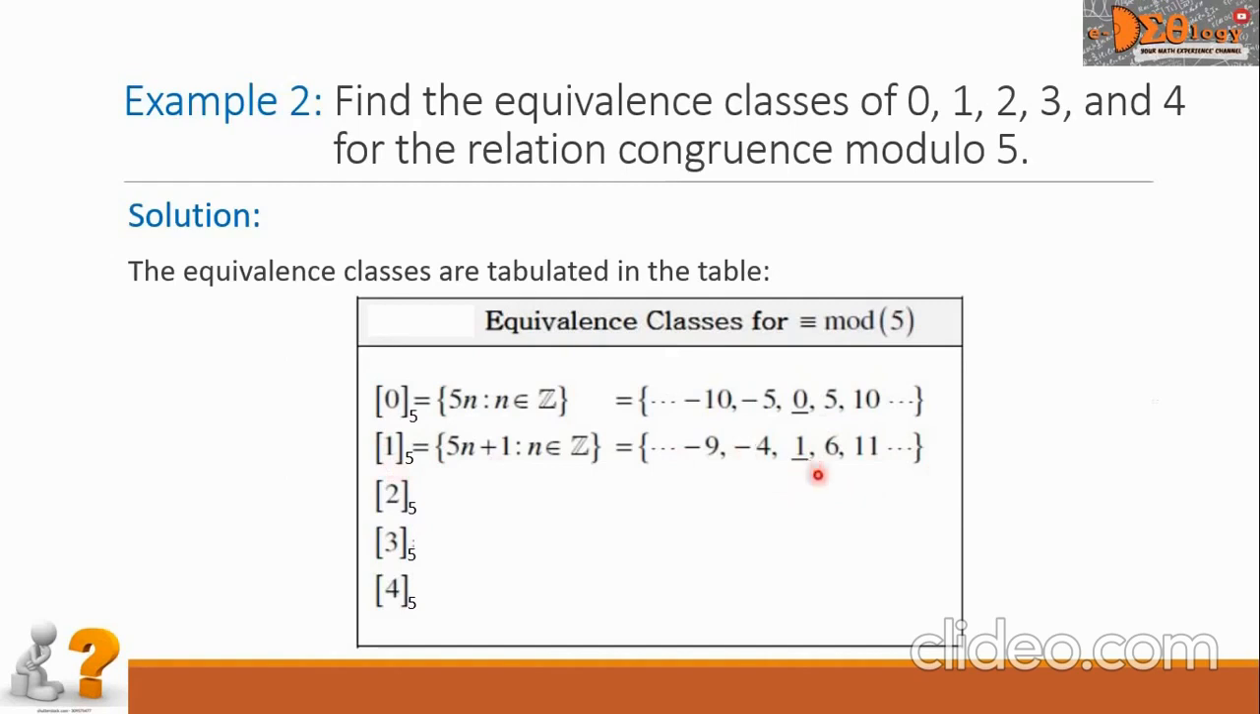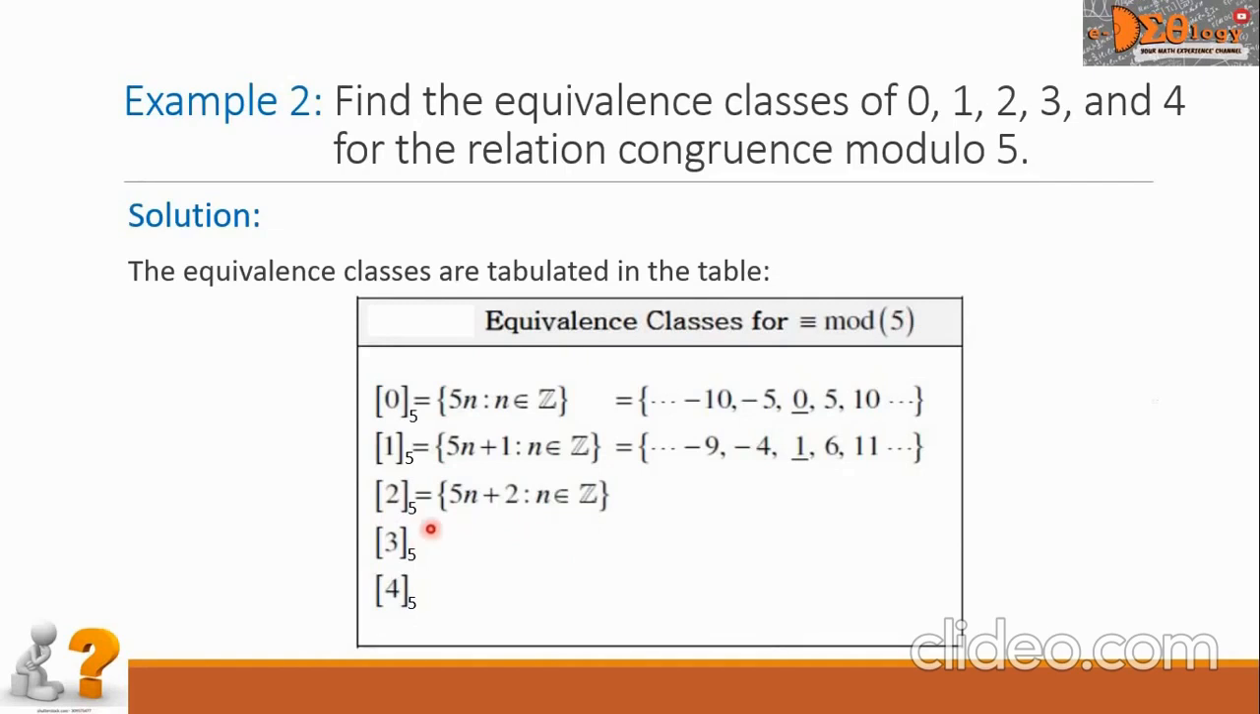On the left side of 1, the first element here is 1 minus 5, which is negative 4. Negative 4 minus 5 is negative 9. These are now the elements of the equivalence class of 1. Let's go to the equivalence class of 2. This is defined as 5n plus 2, such that n is an element of Z.